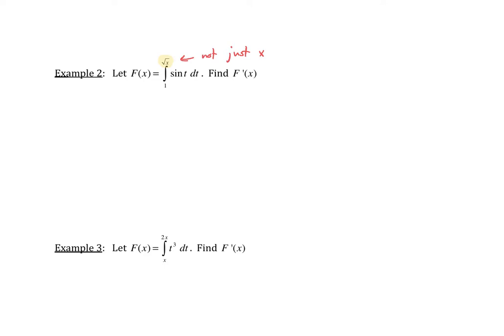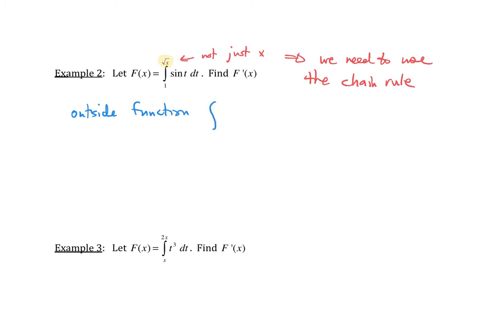So what does that tell us? This tells us we need to use the chain rule. Okay? So our outside function is going to be the function, the integral from 1 to x of sine of t dt. And our inside function is going to be square root of x, or as I like to write it, x to the 1/2 power.